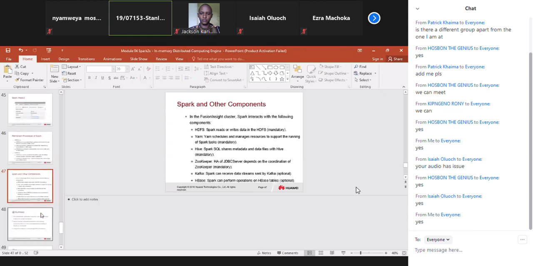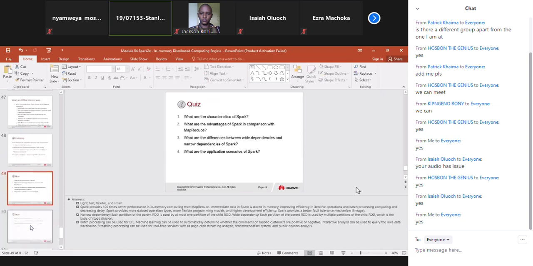Then Spark and other components. You need to see in Fusion Insight Cluster how Spark interacts with the other components. Spark interacts with HDFS, Yarn, Hive, Zookeeper, Kafka, and again, it interacts with HBase. Now, we're going to look at the questions.